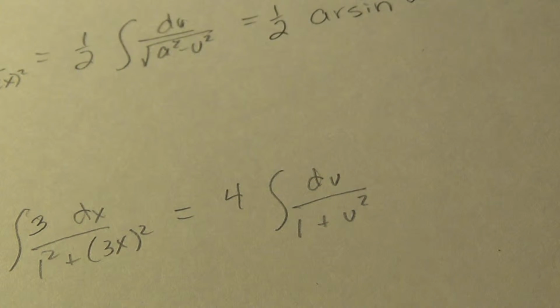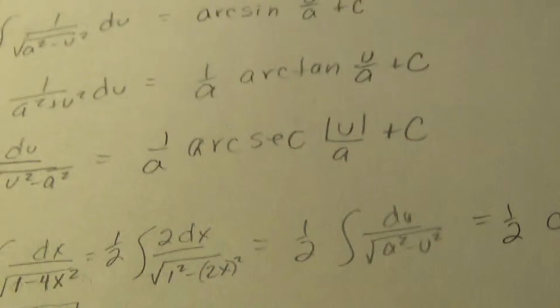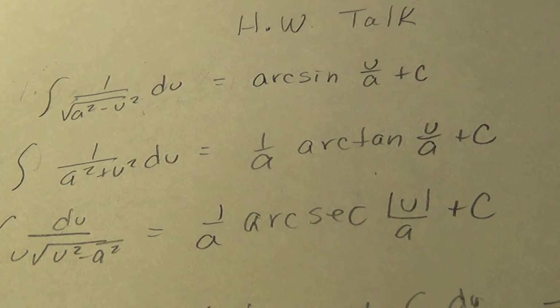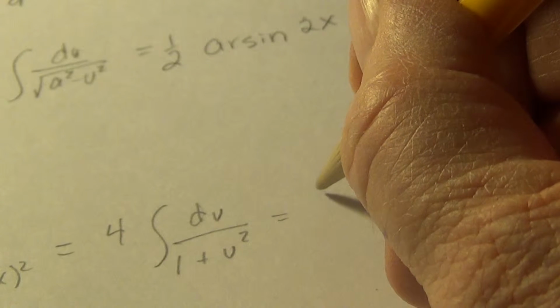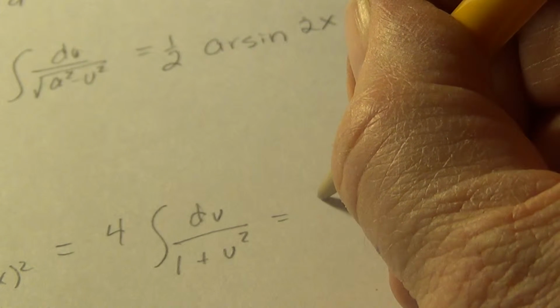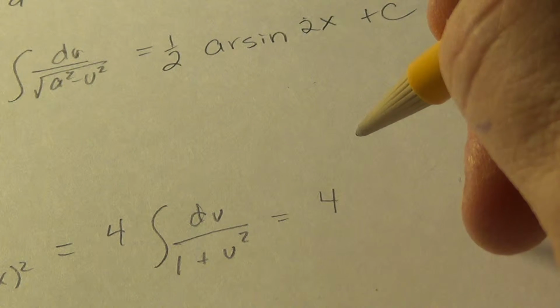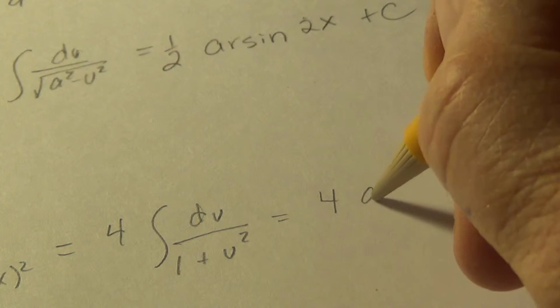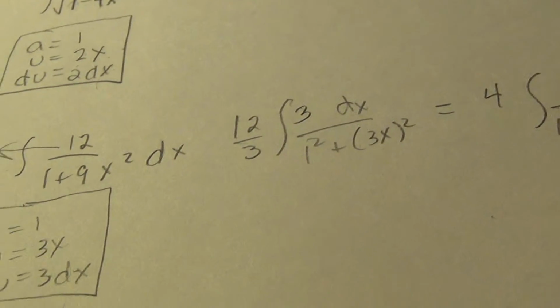So when I look back at my formula up here, I'm going to use that, and it will become, we have the 4 who's still playing along, and we have arctan and our u in our box.